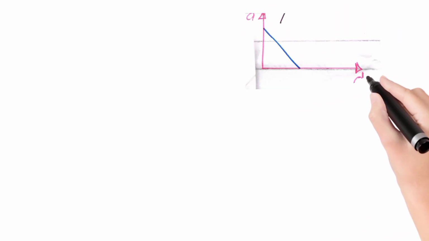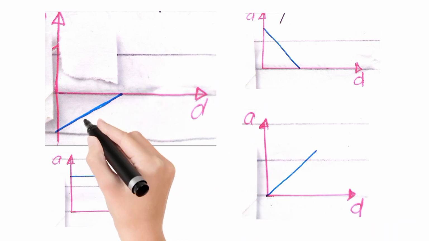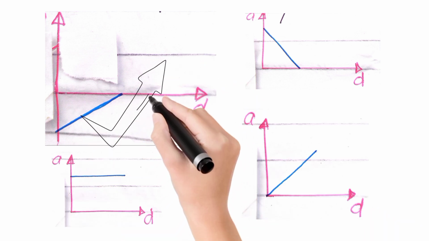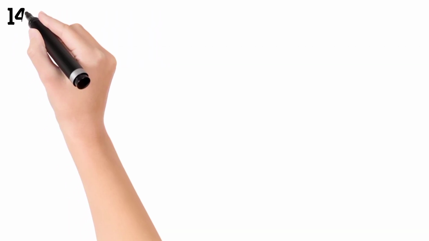If we observe, all these graphs are acceleration-displacement graphs. The first graph represents the variation of acceleration with respect to displacement because it has a positive slope with negative acceleration.